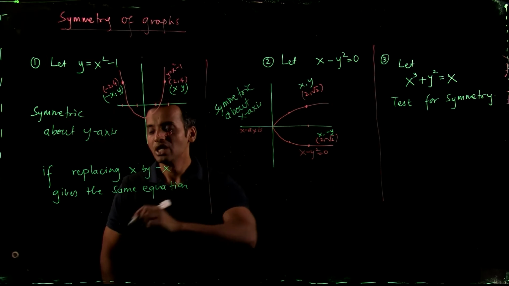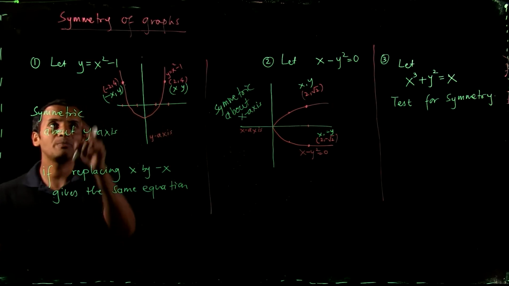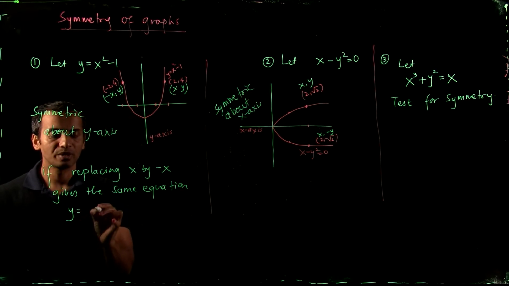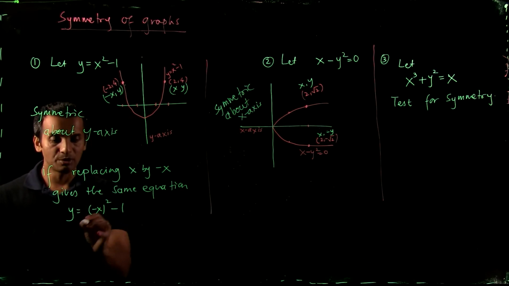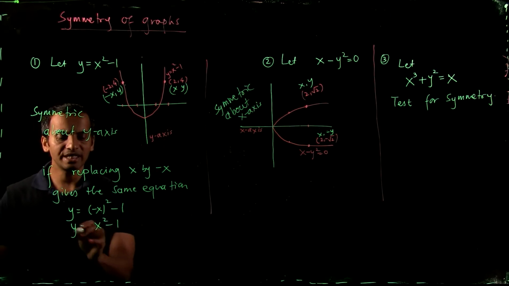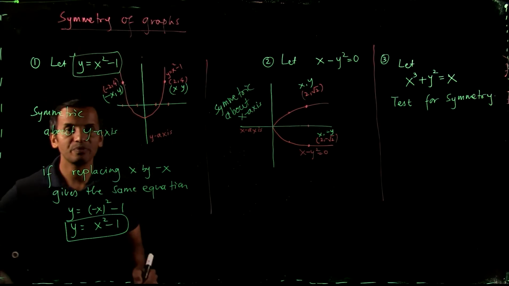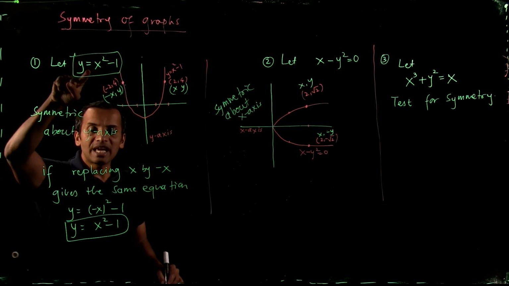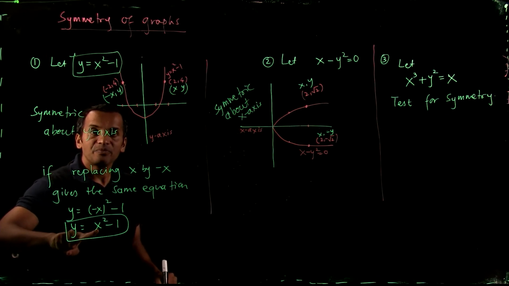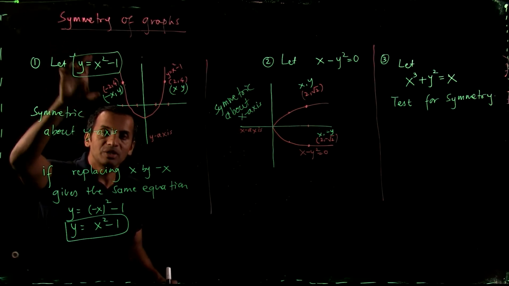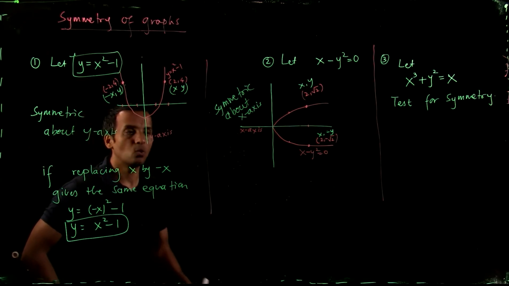That's the reason. So let's take this example. If you replace x by negative x, what do you get? y equals negative x, squared, minus 1. If you simplify this, you get y equals x squared minus 1. So this is the same as the original equation. Did you see that? When you replace x by negative x, you get exactly the same equation as given. So this equation is symmetric about the y-axis.